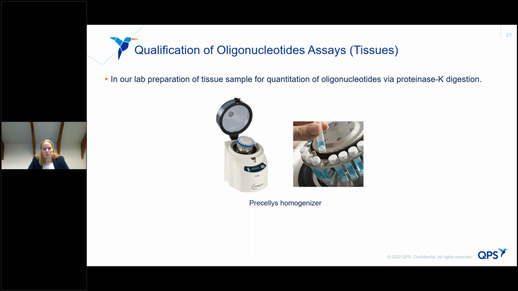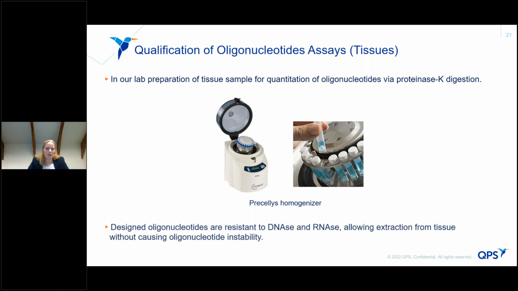After this homogenization step, proteinase K is added, and the amount of proteinase K that is added is dependent on the weight of your tissue. Once the proteinase K incubation has been performed, the sample is inactivated, for example, on a heat block, cooled and centrifuged so that the obtained tissue homogenate is a clear fluid. The way we design the oligonucleotides is in such a way that they are resistant to DNases and RNases, allowing extraction from tissue without causing any oligonucleotide instability.